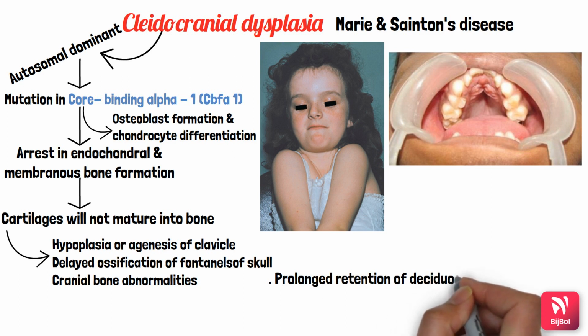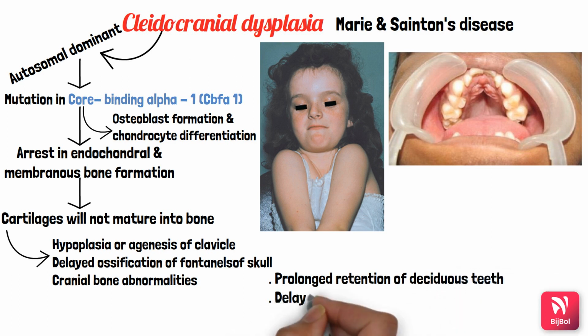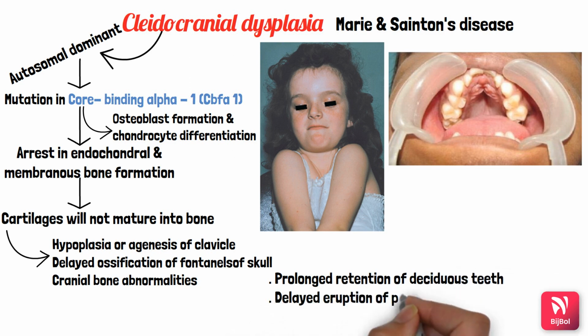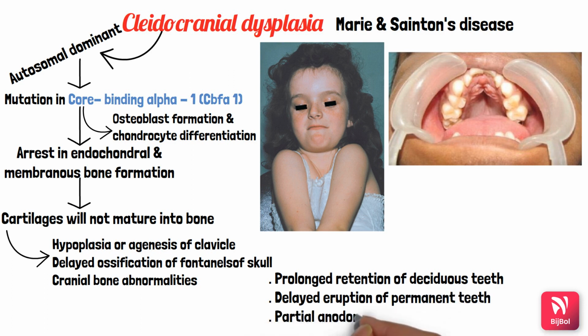Along with that, a few dental manifestations will be there, like prolonged retention of deciduous teeth. Because of the prolonged retention of the deciduous teeth, there will be delayed eruption of permanent teeth, and sometimes two opposite scenarios can occur: partial anodontia can occur, or numerous supernumerary teeth can be seen.